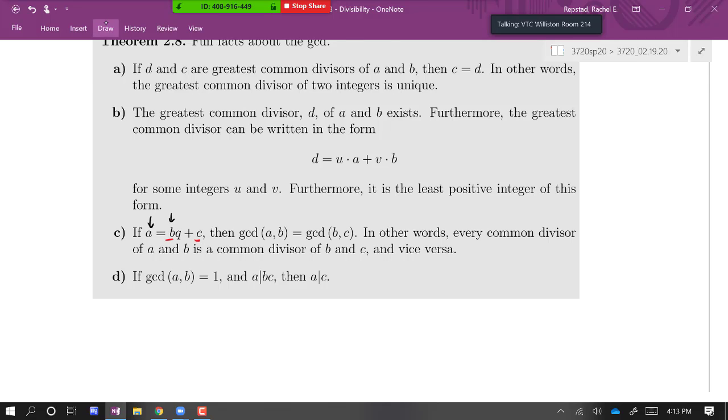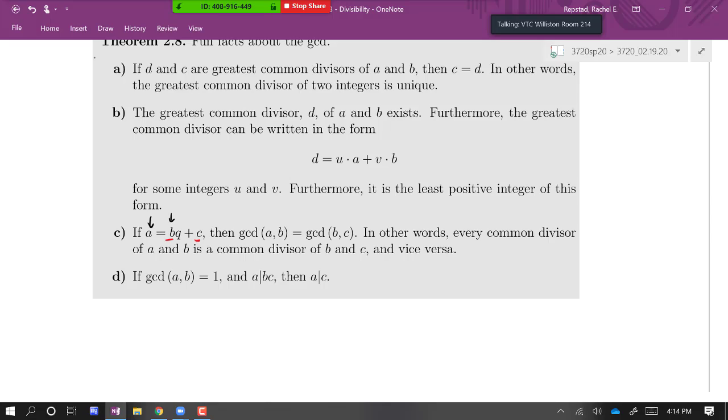And then the last one says that if the greatest common divisor of a and b is 1 and a divides bc, then a divides c. So let's parse that out. So first of all, if the greatest common divisor of a and b is 1, that just means they don't have anything in common. Right? Everything has 1 in common. So we would say a and b are relatively prime or co-prime.